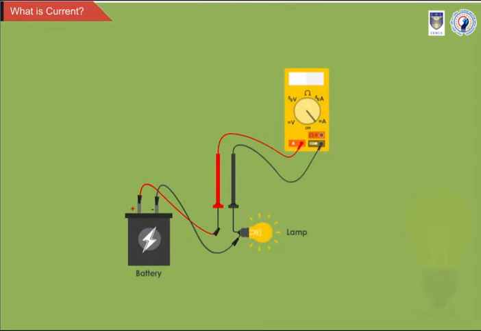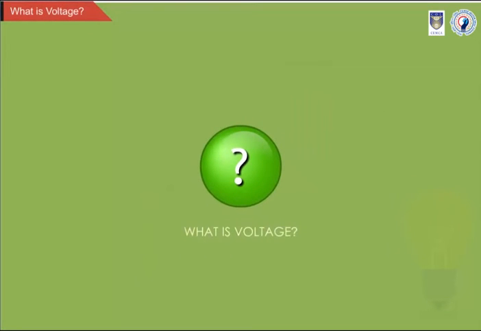Electric current is measured using a device called an ammeter. An ammeter is connected in series with the circuit. Let us next know about voltage. It is another concept of electricity. Let us first know what a particle is.